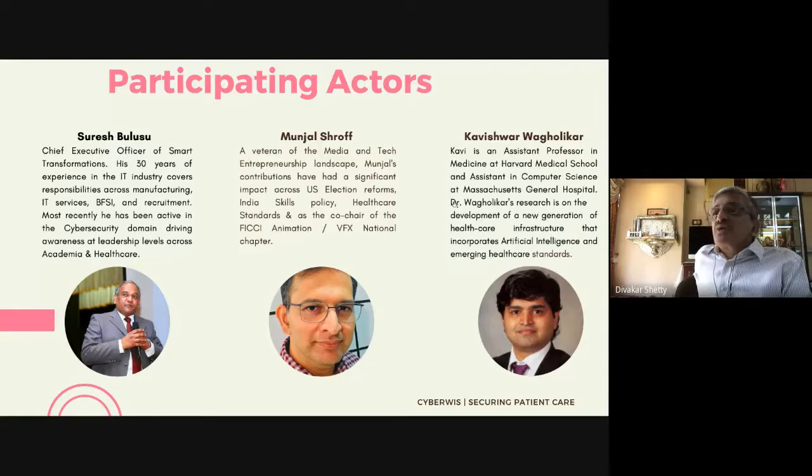And then we have Dr. Kavishwar Vagholikar. Kavi is an assistant professor in medicine at Harvard Medical School and an assistant in computer science at Massachusetts General Hospital. Dr. Vagholikar's research is on the development of a new generation of healthcare infrastructure that incorporates artificial intelligence and emerging health standards. So we have a doctor in our group also, who probably will fit into the CEO role.